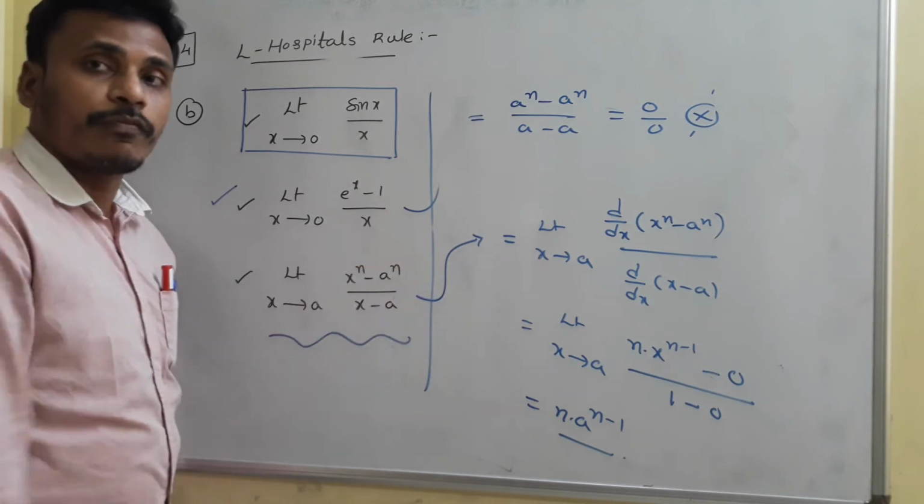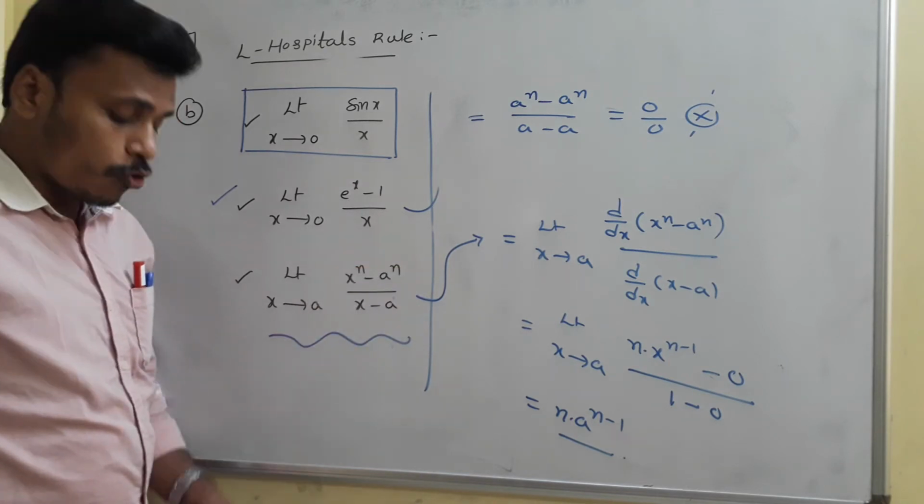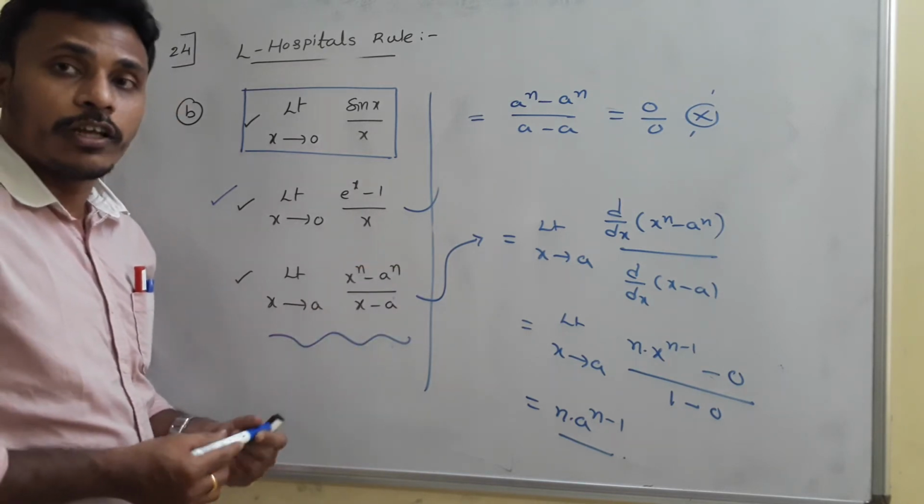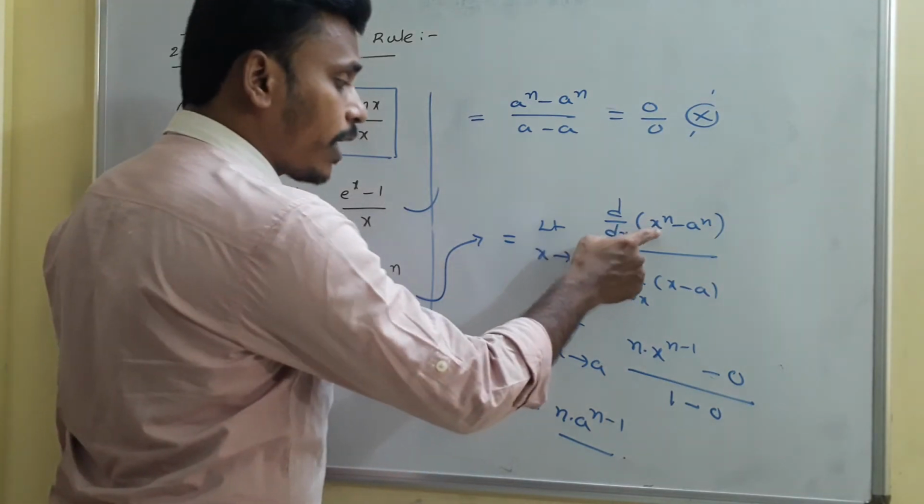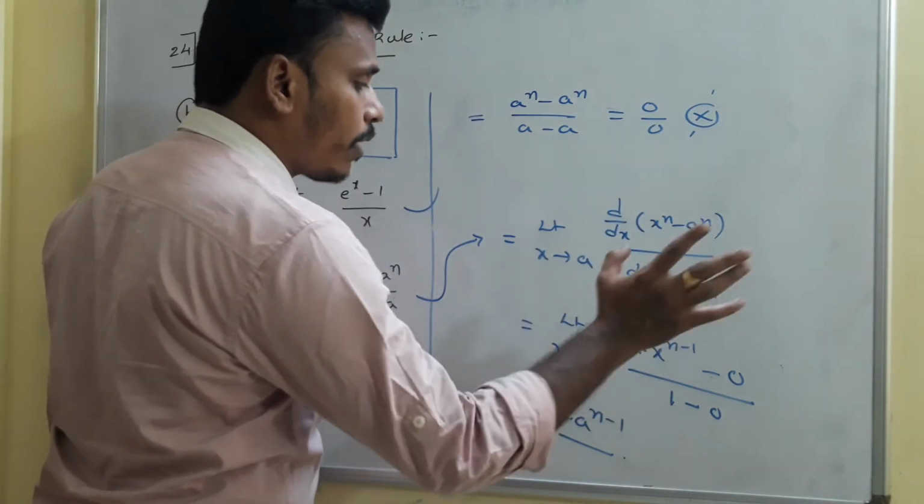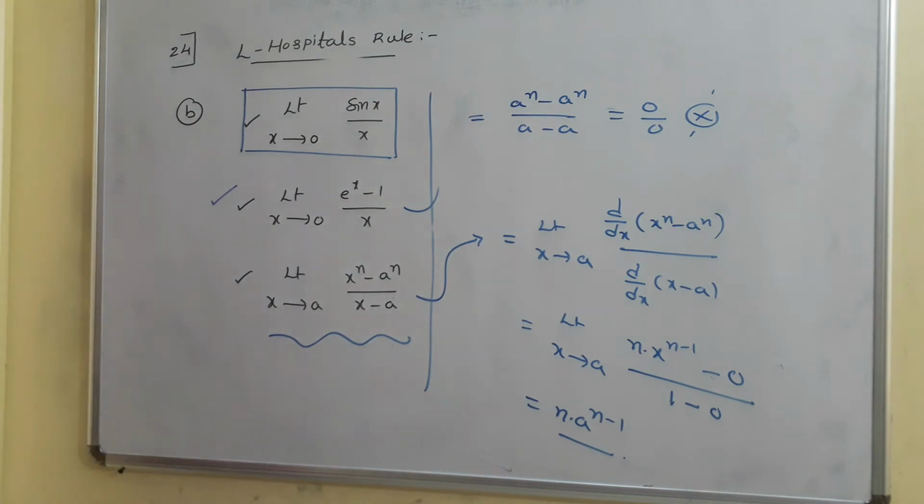But this time we find it using L'Hospital's rule. And to find it, we need knowledge related to derivatives: the derivative of x power n is n into x to the power n minus 1. We used it, okay? The derivative of a constant is 0, and the derivative of x is 1. I think you all know about all these things.